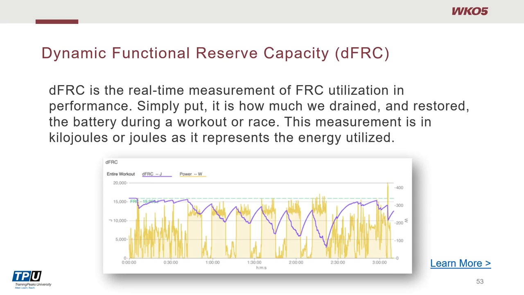And dynamic FRC allows us to go back and do analytics of workouts and races and stuff like that, and to be able to look at how deep the athlete went. In this chart sample, you see the yellow is their power output. The purple line is tracking their DFRC through a series of intervals. You can see they burned off some energy, they recovered some, they burned off some energy, they recovered some, they burned off, and down here towards the end they're getting pretty close to empty. Gives us some good insight whether it's racing or intervals. You can learn more about this by clicking on the link in the presentation.